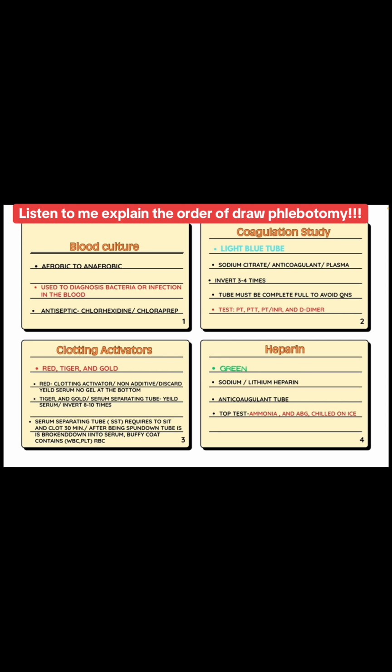Now let's talk about our clotting activators. Our clotting activators, we have our red top, tiger, and our gold. The red top, remember that it's different from our SSTs, which are our serum separating tubes, because it does not have the gel barrier at the bottom. But our SSTs, like our tiger and our gold, do have that gel at the bottom, which is called polymer gel. The difference is when you spin down your red top, although it will give you serum, there is no gel to separate the serum from your red blood cells.